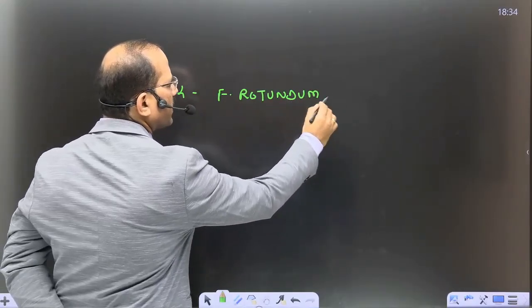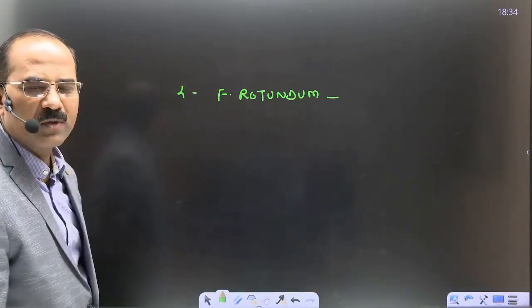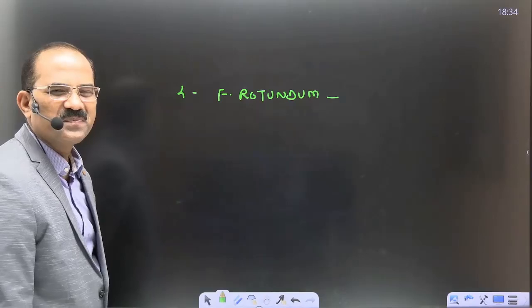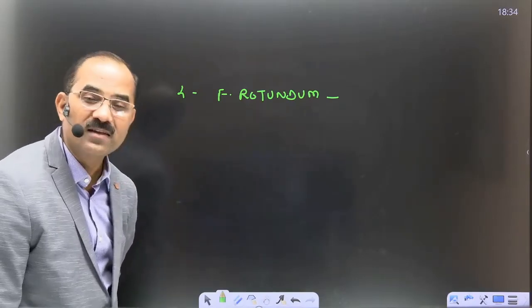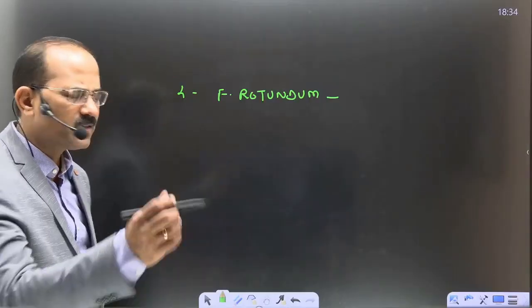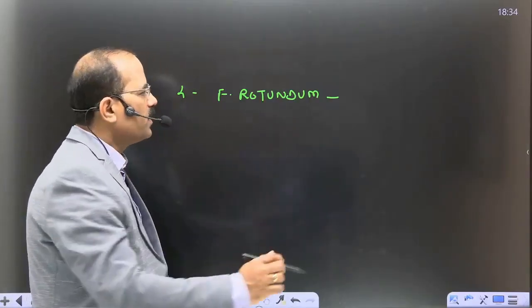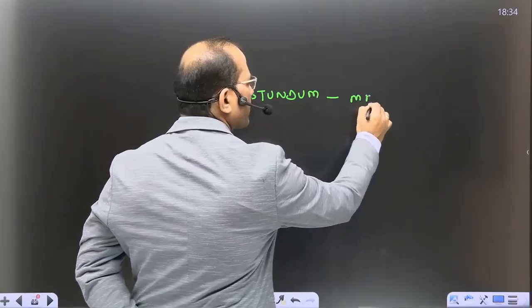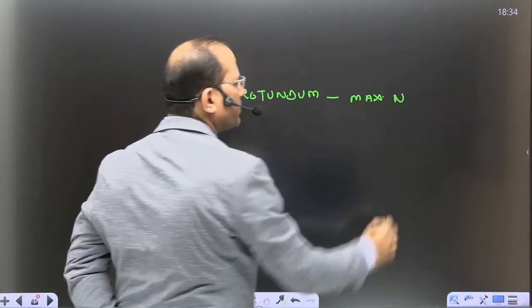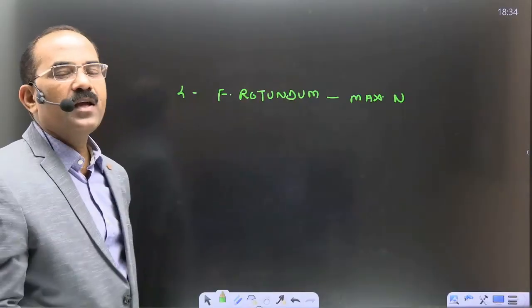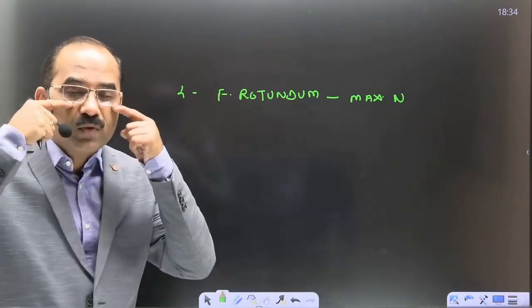Yes, any structure, anyone? What passes through the foramen rotundum? Any guesses? The maxillary division of the trigeminal nerve. I'll show you the slide. Just wait. What passes from here is the maxillary nerve, which is a branch of the trigeminal nerve. The maxillary nerve leaves the skull through the foramen rotundum.